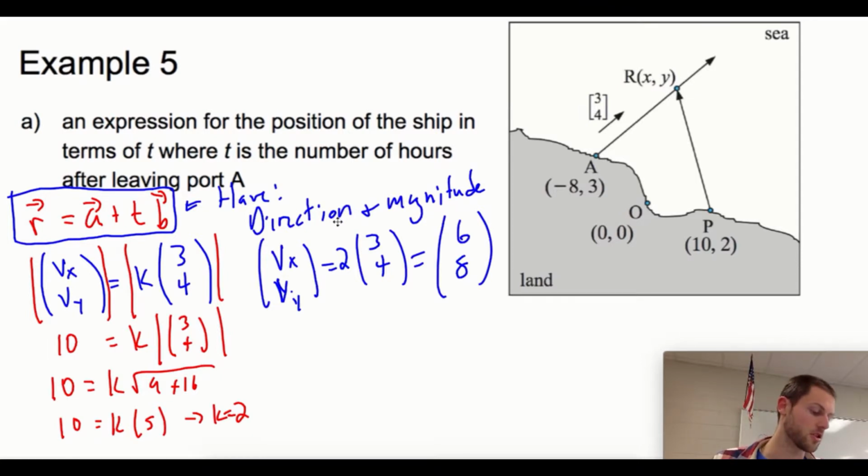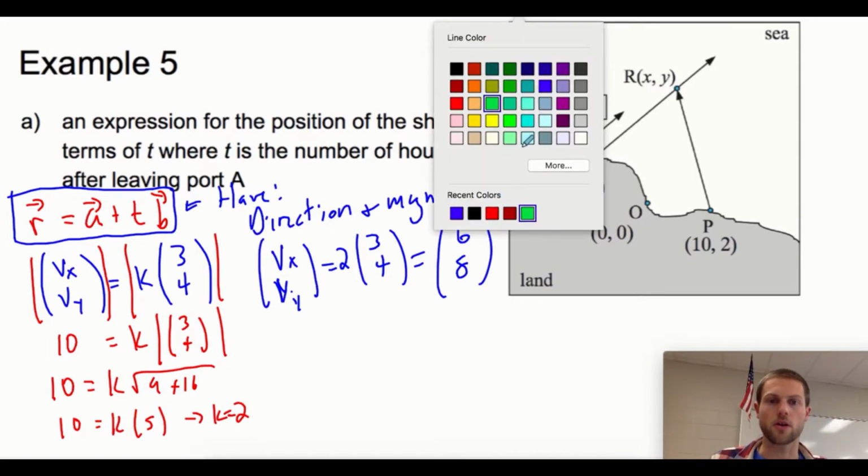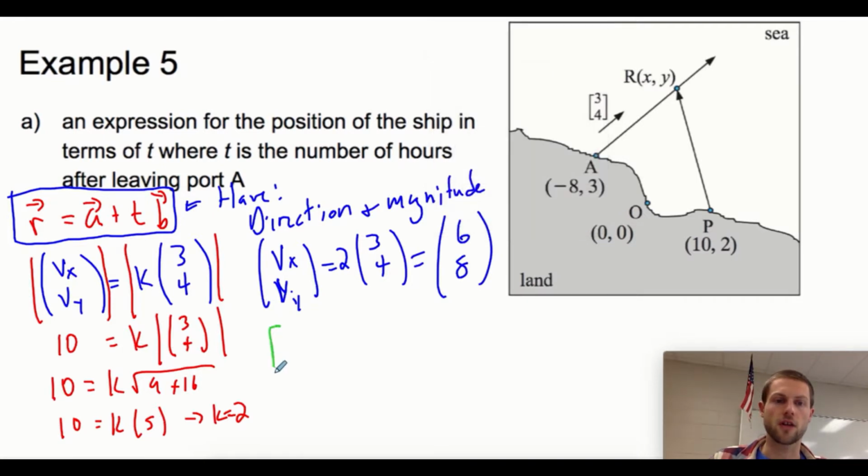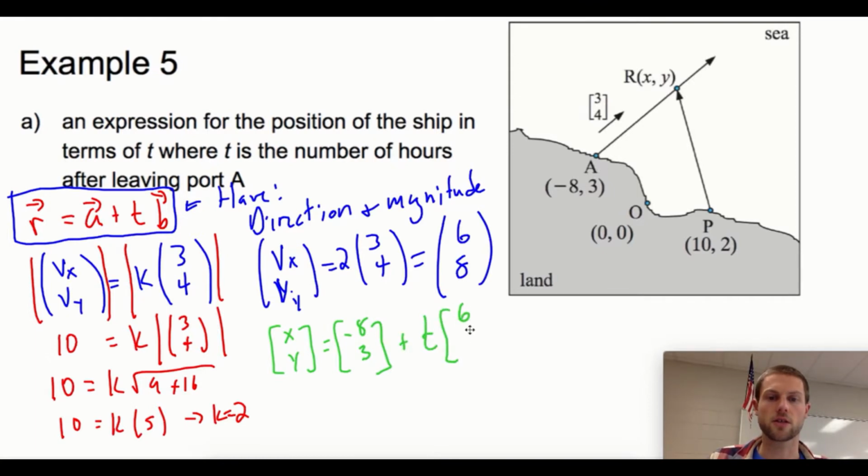I want to find the position of this thing. So if we keep going forward, let's change up the color here to green. The position at xy is going to be given as, this is like my a, r, my resultant vector is my position vector xy. A is going to be my initial point. My initial point is negative 8, 3, as given by this, plus t times my velocity vector, 6, 8, which I just found.